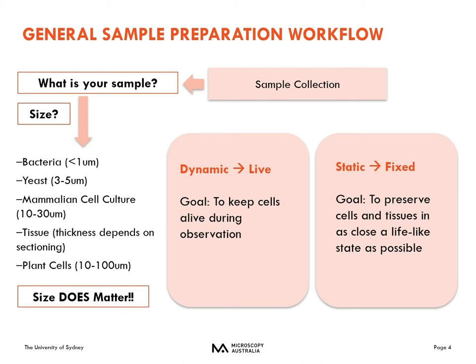Another question is, what do you want to observe using a light microscope? If you want to observe the dynamics of organisms, you will need live cell imaging. The goal is to keep cells or animals alive during observation. But if you want to observe the static state at certain moments, like a snapshot, the goal is to fix your samples, to preserve cells or tissues as close to the live state as possible.